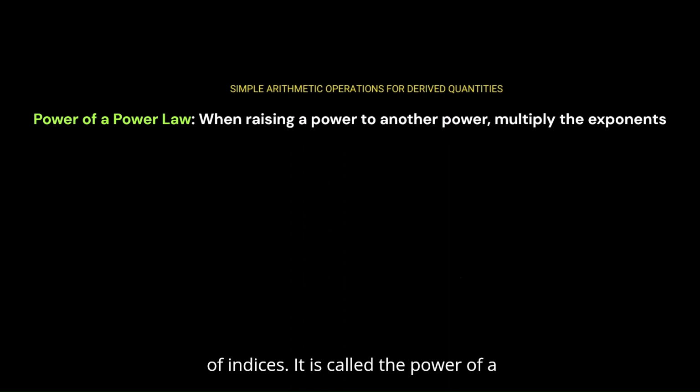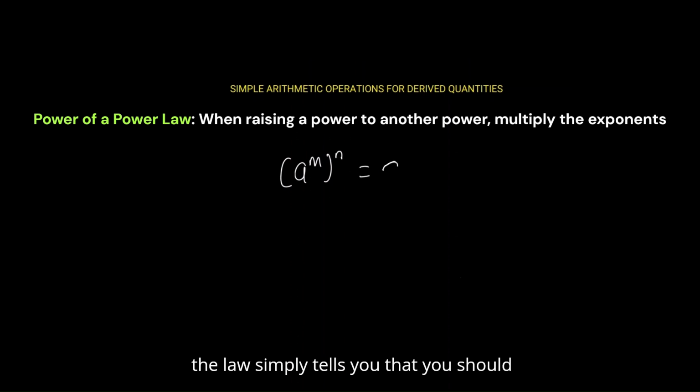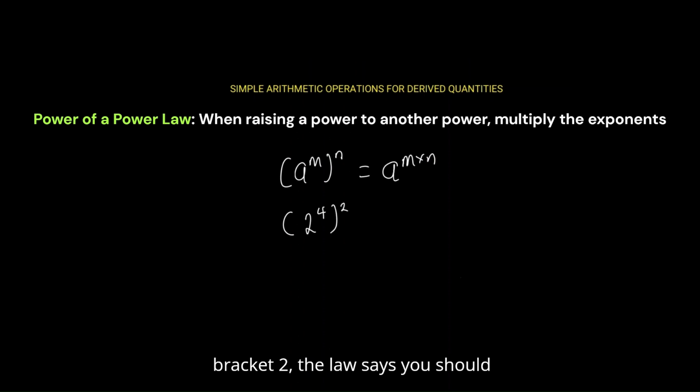It is called the power of a power law. It states when raising a power to another power, multiply the exponents in the brackets. Now let's take some examples. If you have something like a to the power of m enclosed in a bracket, then raised to the power of n, the law simply tells you that you should do a to the power of m times n. Very simple. Let's take numbers. If you have 2 to the power of 4 in bracket raised to the power of 2, the law says you should just multiply the exponent 4 times 2, and this will give you 2 to the power of 8.